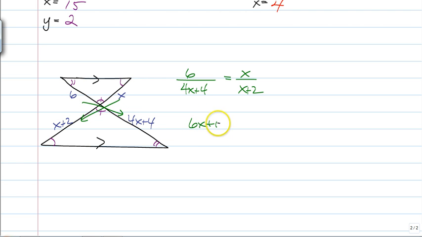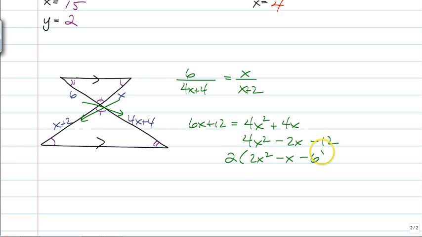So 6x plus 12 is equal to 4x squared plus 4x. And bring everything over to the other side. So you're going to have your 4x squared minus 2x minus 12. Factor out a GCF of a 2. Leaving you with 2x squared minus x minus 6.